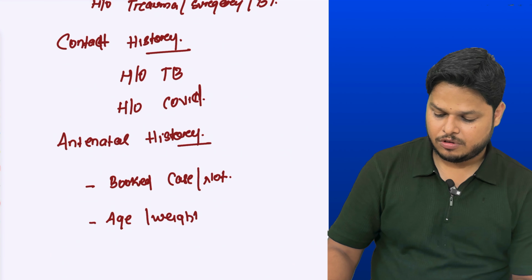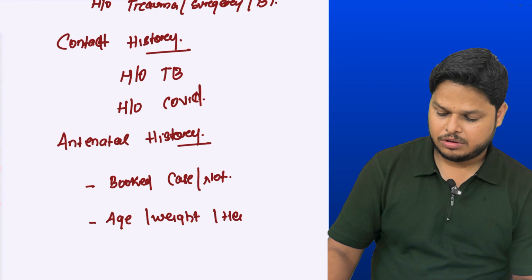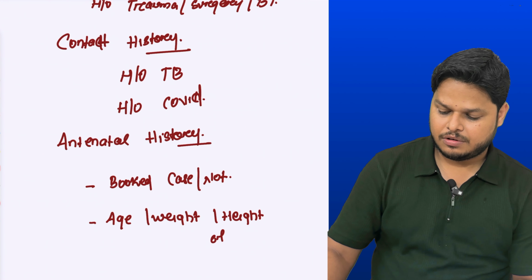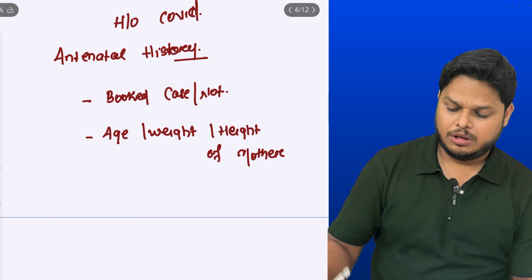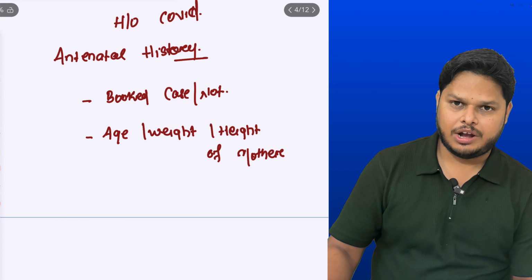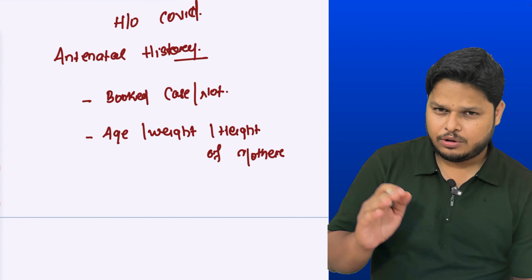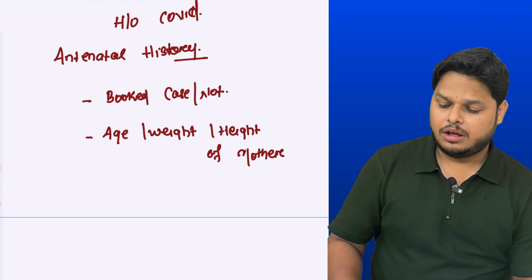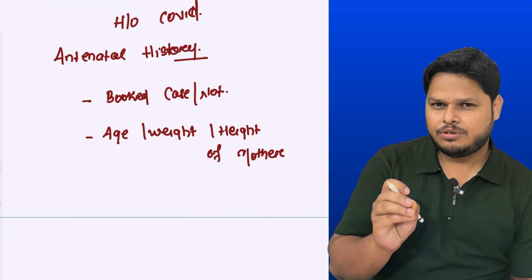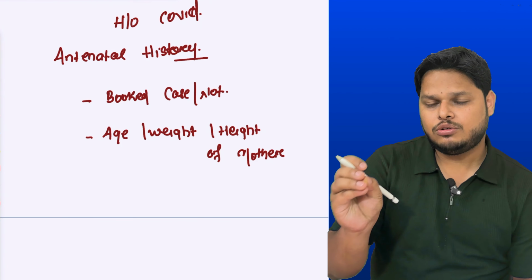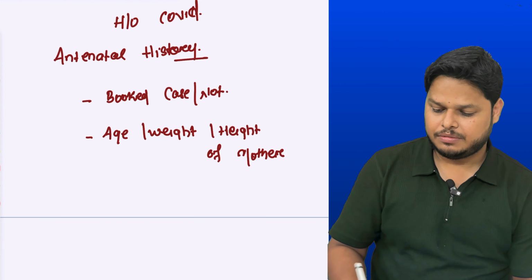Age, weight, height of mother. Age we can know; weight and height if possible, if measured, well and good, because short stature can lead to complications in a child. A lean and thin mother, a malnourished mother, gives birth to a malnourished child, right?